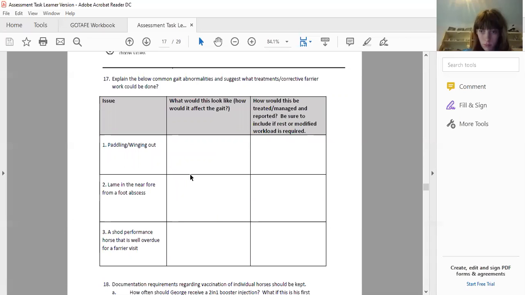If we had a horse that's lame in the near fore and we know they've got a foot abscess, what would that do to their gait? How would it look when they're attempting to walk or trot? And then again, how would we treat that, manage it? Who would we report this to if we've spotted that they're lame?